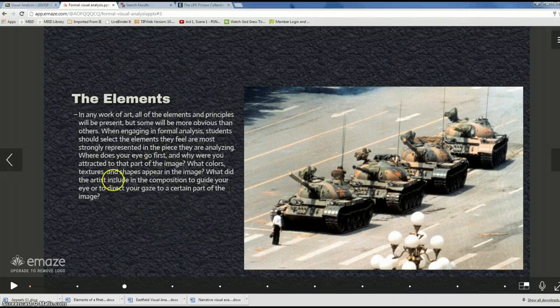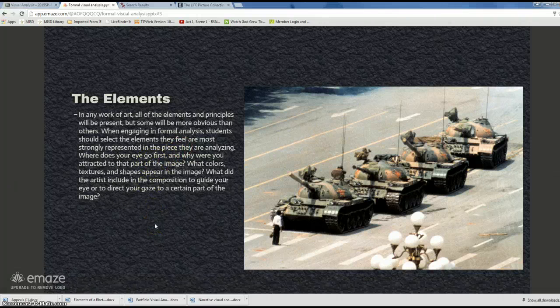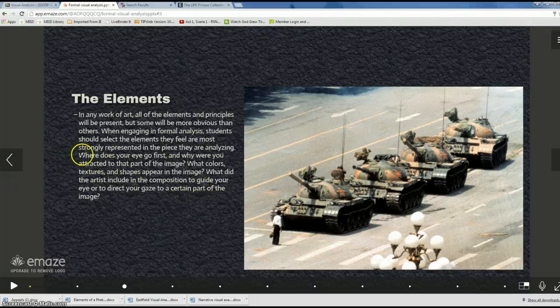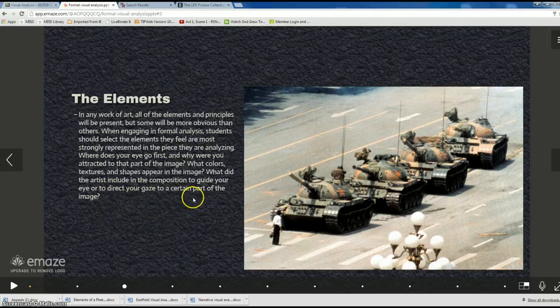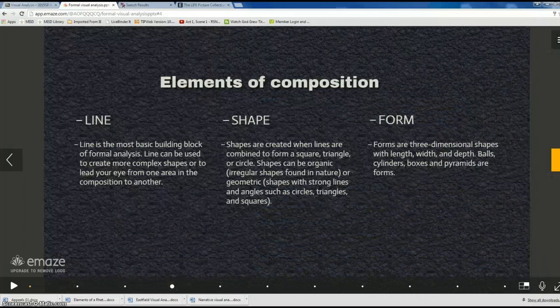The elements are some of the strategies that artists use in their work, and so focus on this, the focal point. Where does your eye go first? Why are you attracted to that part of the image? What are the colors, textures, shapes that appear? And so how does the artist move your eye around the image?